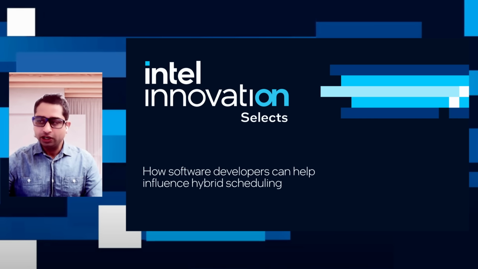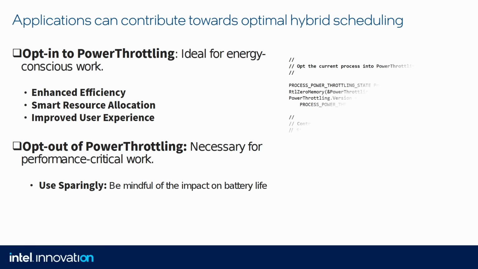And opt out of power throttling. For performance critical tasks, sometimes it is necessary to opt out. However, this should be used sparingly as it can significantly impact battery life. These APIs have been available since Windows 10. So what are those APIs?